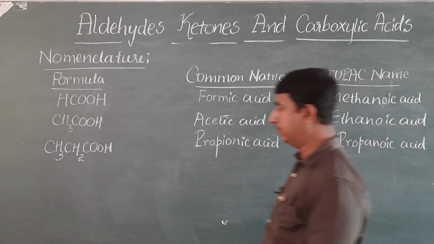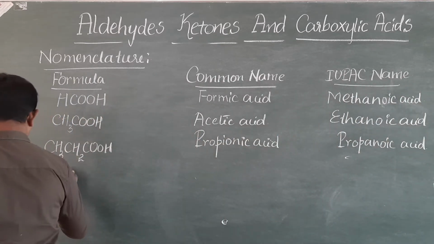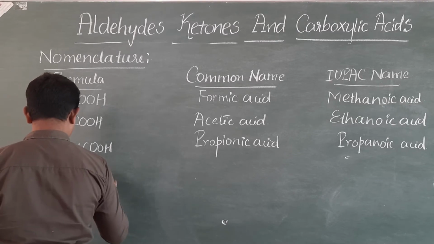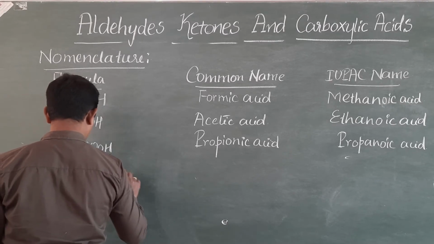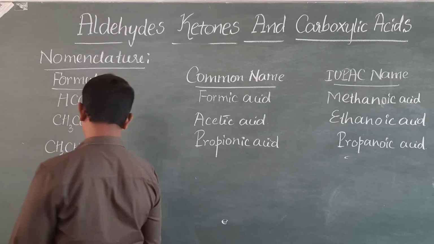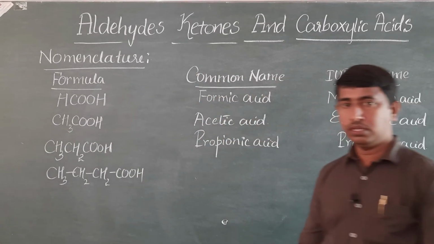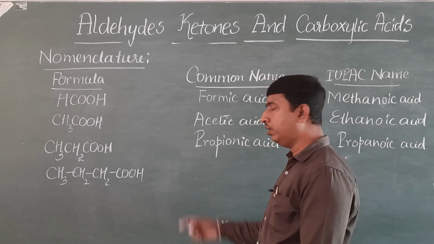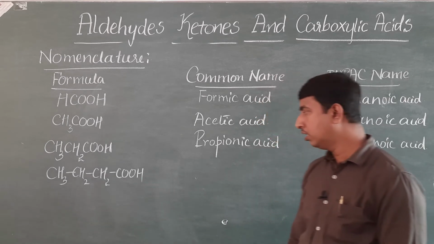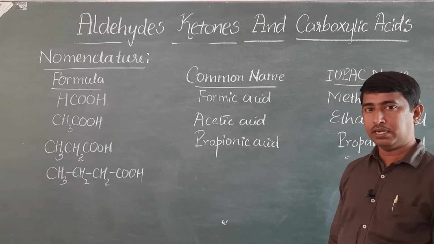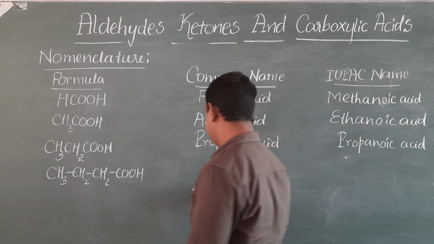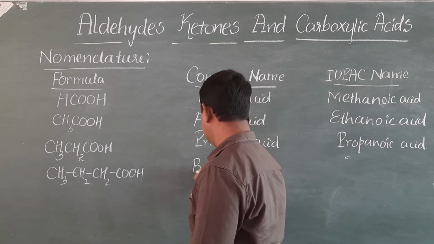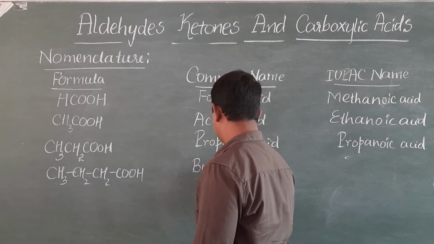Propanoic acid. Next, fourth one, CH3CH2CH2COOH. This acid is present in butter, rancid butter, and in the Latin language butyrum. Butyrum means butter. So the name of the acid is butyric acid.